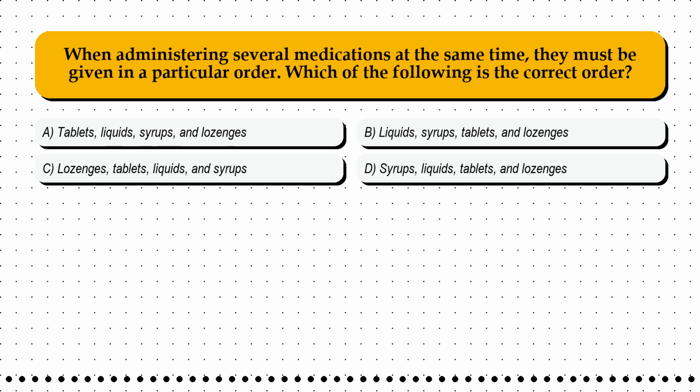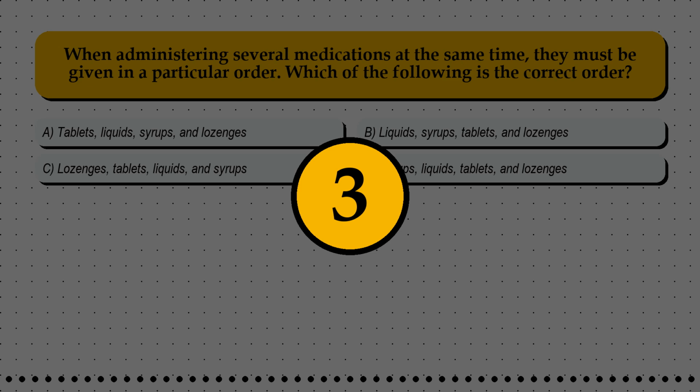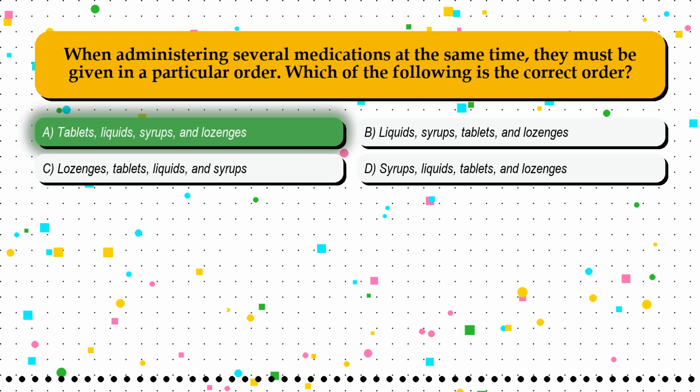Which of the following is the correct order? Option A, tablets, liquids, syrups, and lozenges. Option B, liquids, syrups, tablets, and lozenges. Option C, lozenges, tablets, liquids, and syrups. Option D, syrups, liquids, tablets, and lozenges. The correct answer is option A, tablets, liquids, syrups, and lozenges.